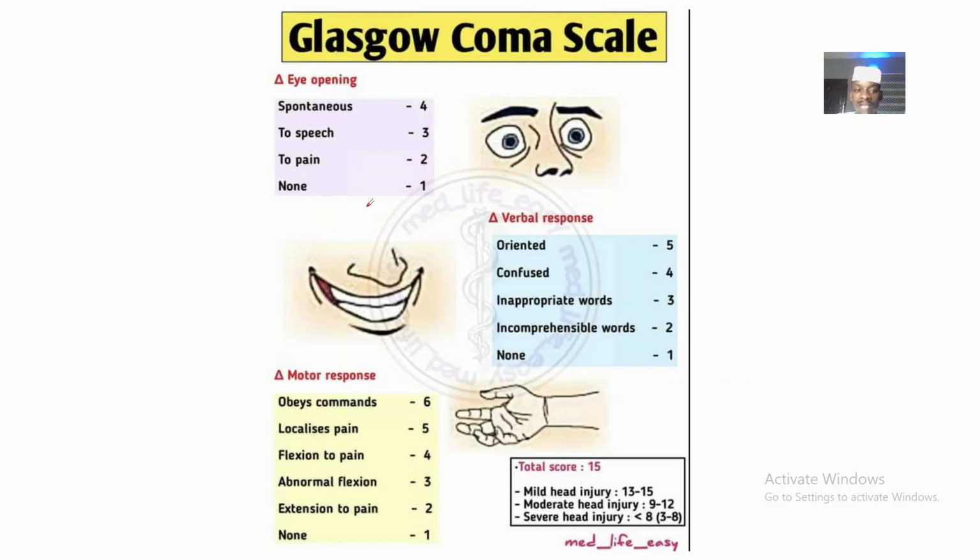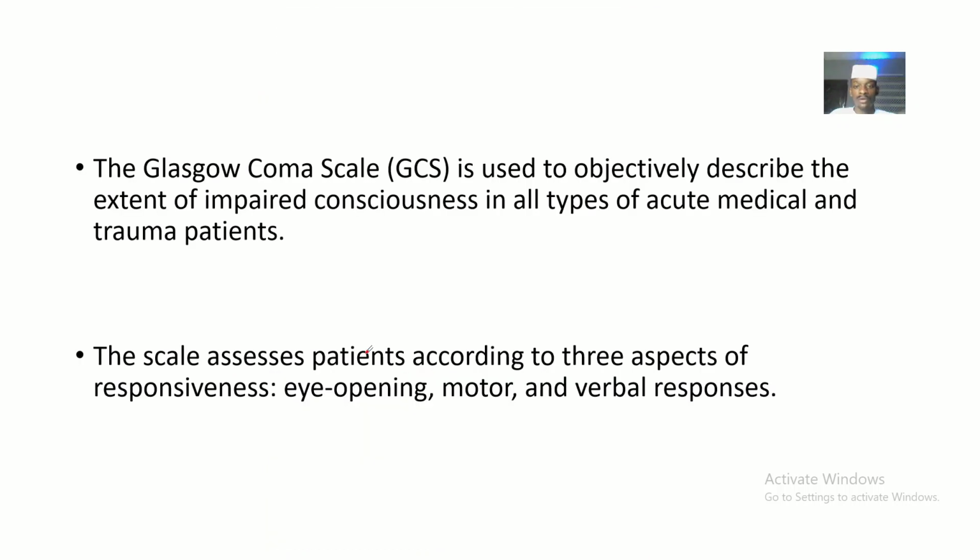On the Glasgow Coma Scale, there are basically three things you are looking out for: the eye opening level, the verbal response of the individual, and the motor response of the individual. We'll look at each of these and add notes on them. But first, let's define what the Glasgow Coma Scale is.